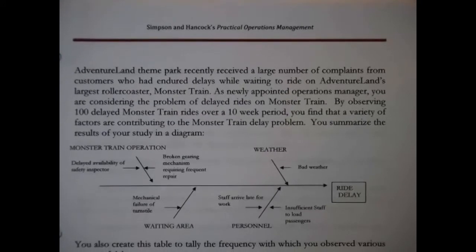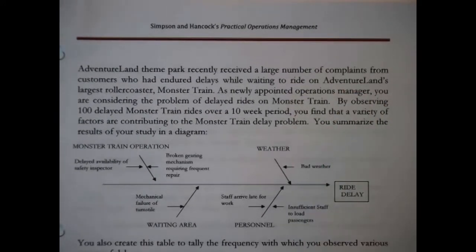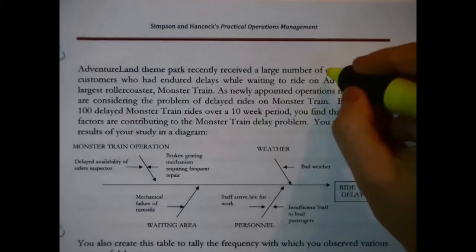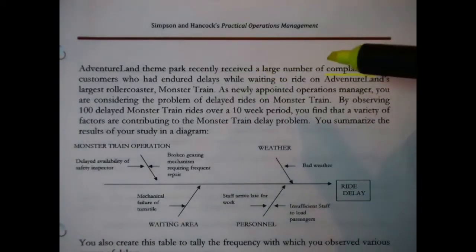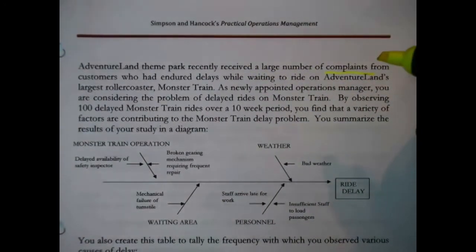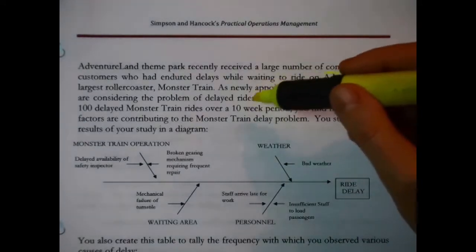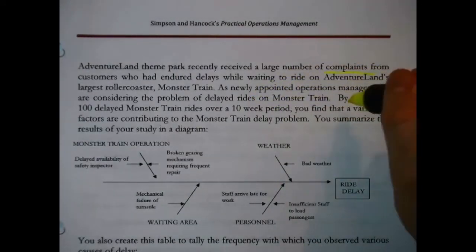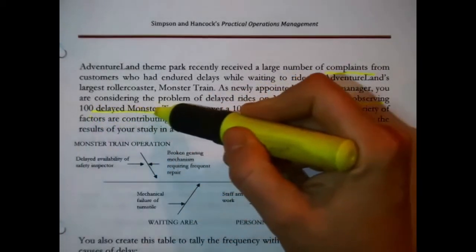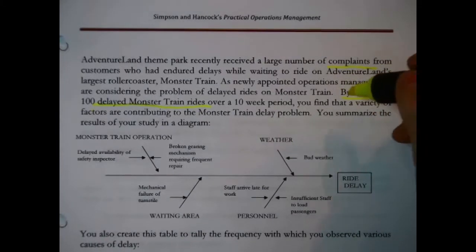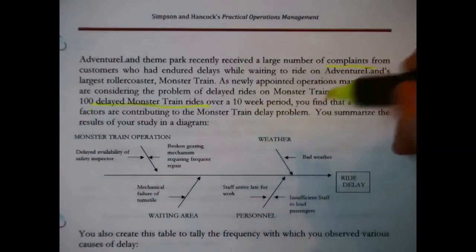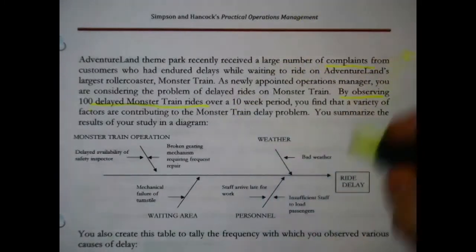Adventureland theme park recently received a large number of complaints. So I think I see what it is that we are looking into. From customers who have endured delays while waiting on a ride in Adventureland theme park's largest roller coaster, Monster Train. As newly appointed operations manager, you are considering the problem of delayed rides on Monster Train. By observing 100 delayed Monster Train rides over a 10-week period, you find that a variety of factors are contributing to the Monster Train delay problem. You summarize the results of your study in this diagram.